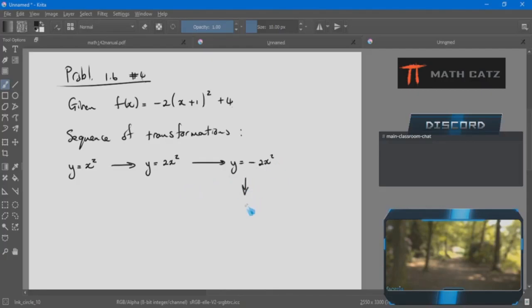Then I'm going to change it to -2(x plus 1) squared, which is a replacement of x. And lastly, we're going to change it to the end result by taking that previous right-hand side and adding 4. So we have a few steps in our sequence of transformations. Each one will have a graph. Now, just to keep things simple, I'm going to just erase these bottom 2 and then have space for the graphs right in line.